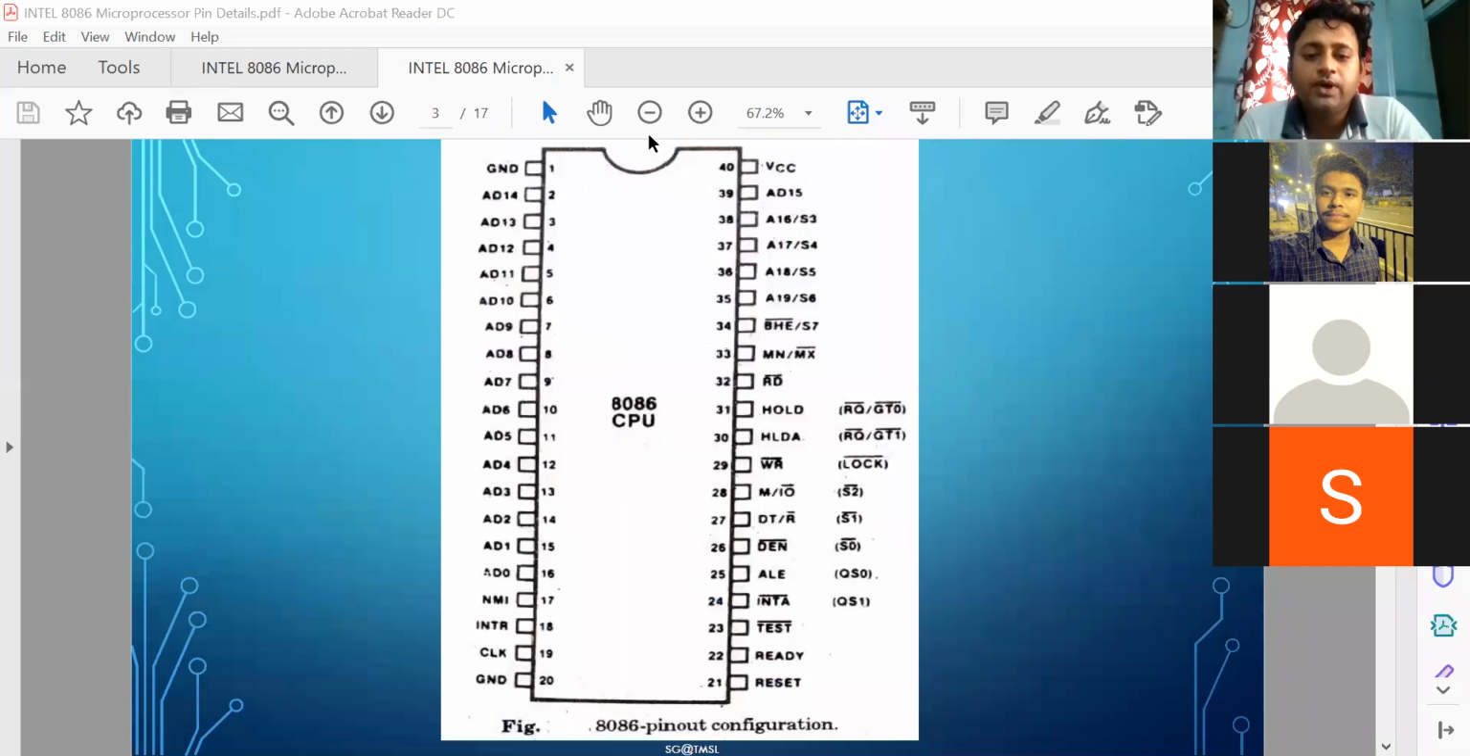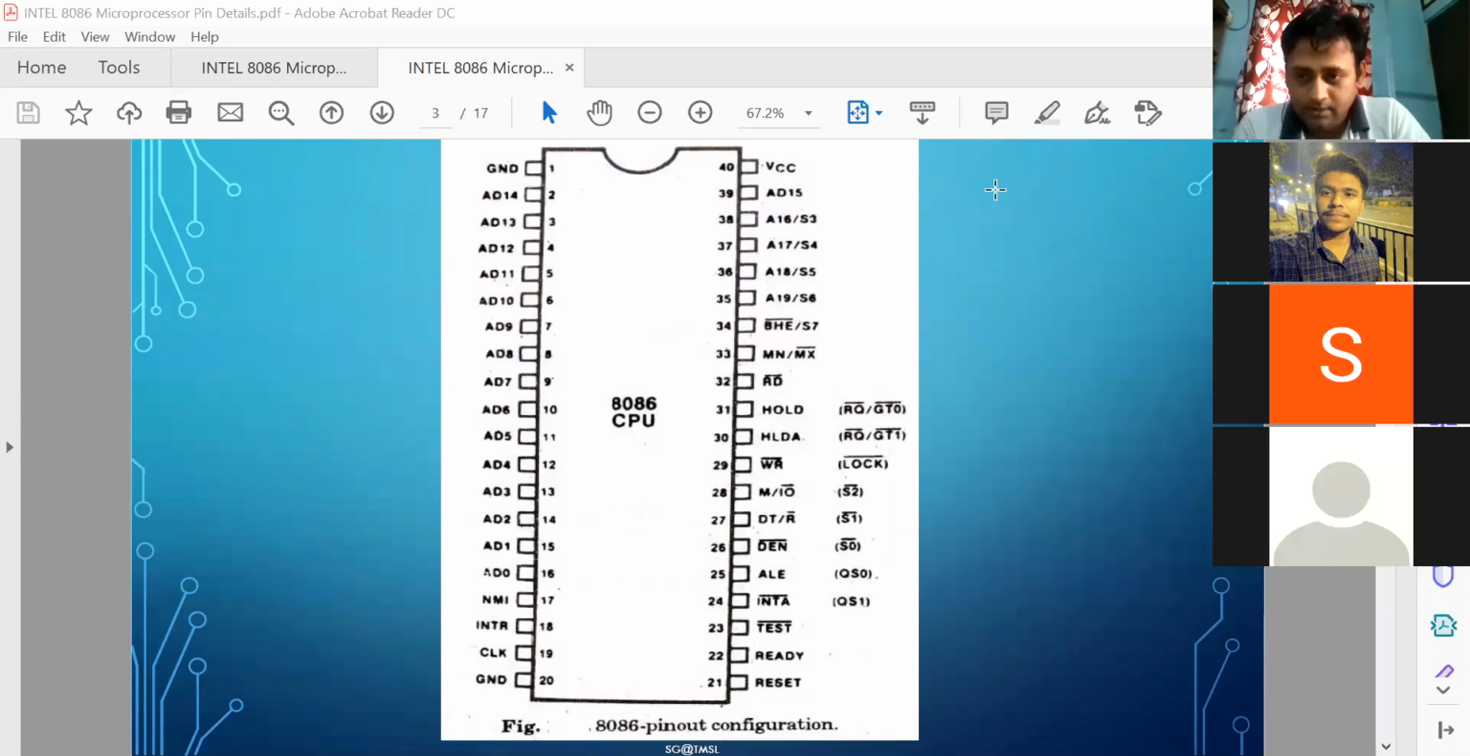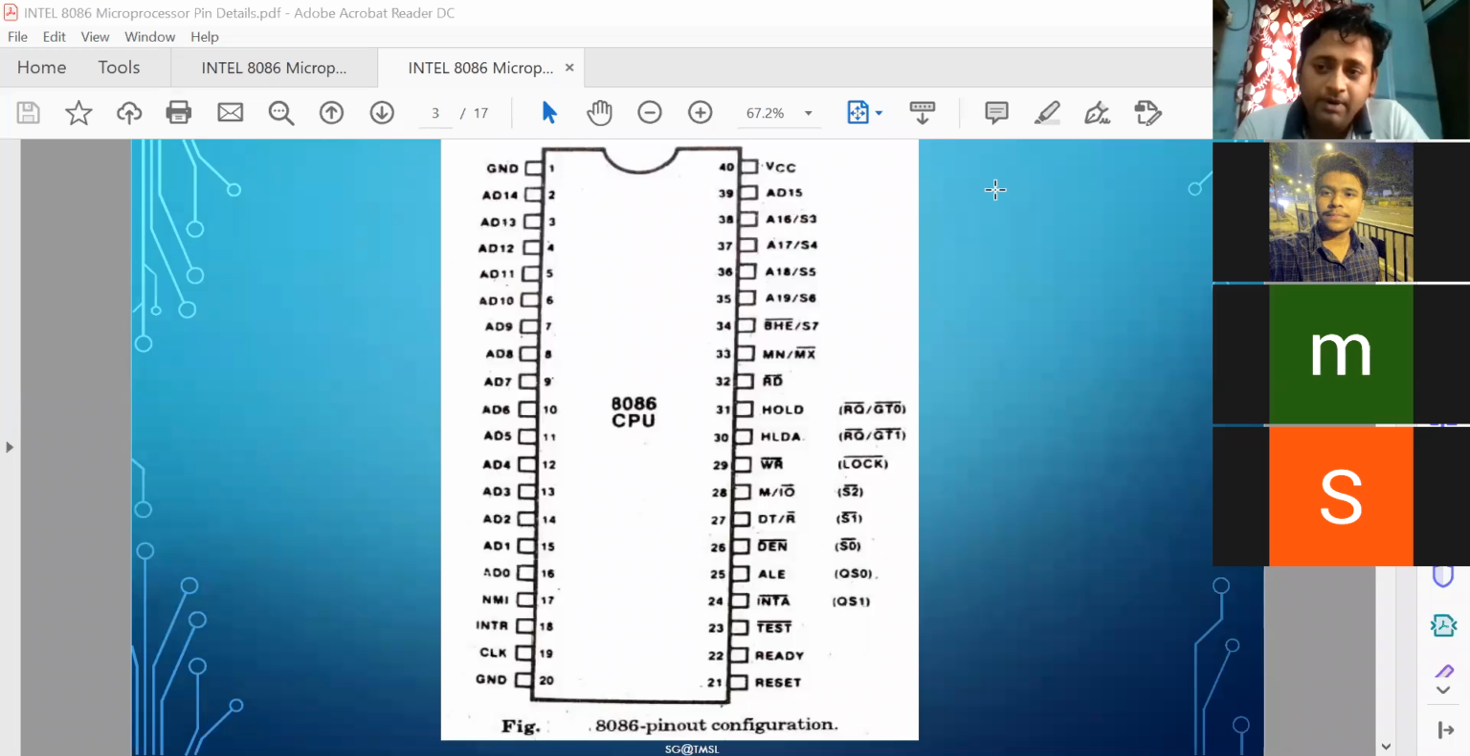Okay, so clear up to this much? Is this clear? The pin configuration for maximum mode. Is there any confusion or doubt?